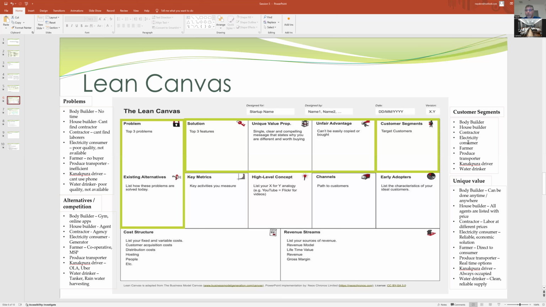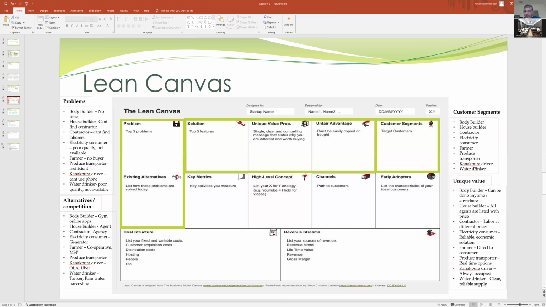Then the example we just talked about was solar energy. So the electricity consumer is the customer segment. Farmer, we talked about the farmer. Now you can say a transporter, a produce transporter, is the other one, the middleman, if you will. And then there was another example. Someone wanted to do an example of drivers who are driving from Kanakpura to Bangalore.